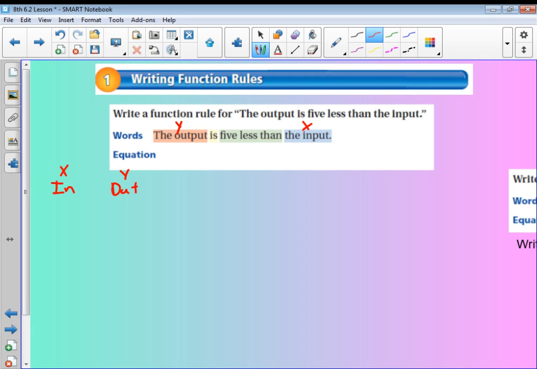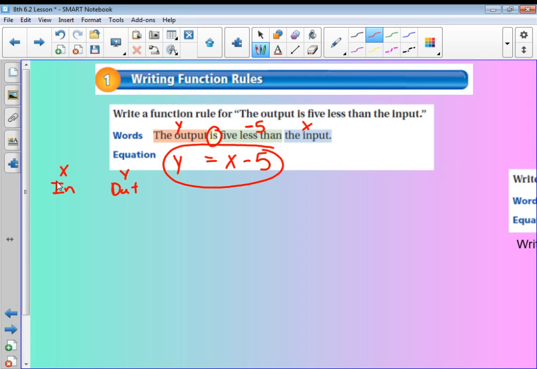Okay, so now that we have that, we can work off of there. So the output, y, means equals. 5 less than would be like subtracting 5 from the input. So we're going to do x, our input, minus 5. Okay, there's our equation. y equals x minus 5.